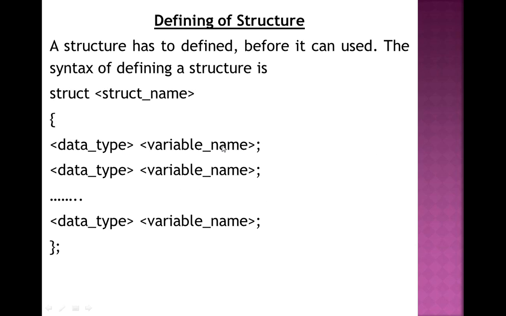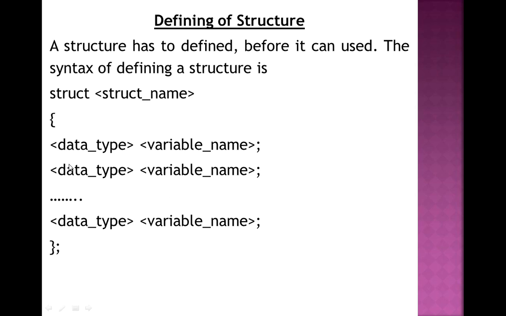Next, how to define the structures. Defining a structure means what is the layout or the syntax for a structure. This says a structure has to be defined before it can be used. The syntax for defining a structure is struct. This is a keyword, that is your struct. Then there is a structure name. Suppose I am using structure A, so I am using struct A. Then there is a data type, that is your int, float, double. There is a variable name. Suppose int B, that is your variable B. Variable name is B, and the data type is int. Then double C. So C is a variable, and the data type is double.